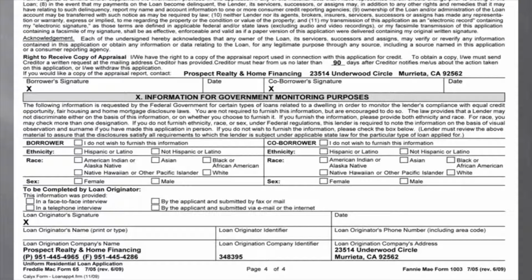Section 10. Information for government monitoring purposes. In this section of your application, you will need to provide such information as your ethnic origin and your race. That's because the U.S. government wants to be sure our housing finance system meets the needs of every racial and ethnic group in the country. This is one way they gather the statistics they need to ensure the system works fairly for everyone.